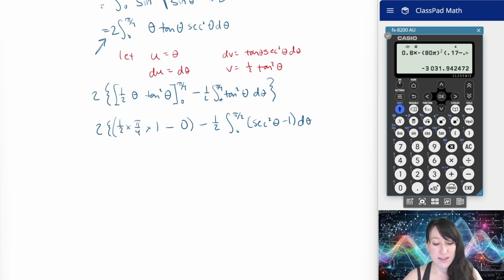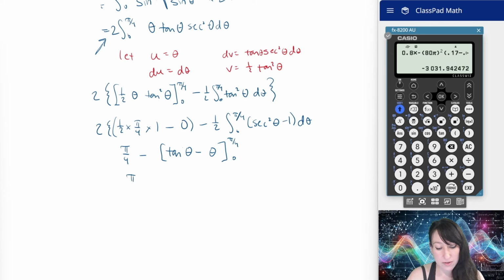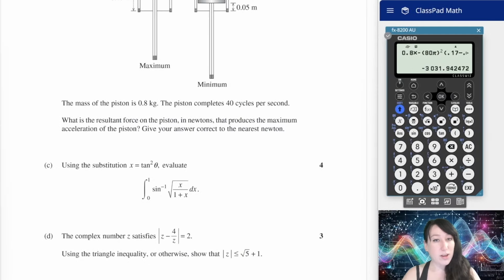I'll distribute the 2 through to cancel out some of those halves. So we're going to get pi over 4 minus, and again, the integral of secant squared then is tan, and then the integral of 1 is just going to be theta there, and we're going from 0 to pi over 4. That's pi over 4. Okay, so we've got pi over 4 minus, now we've got tan of pi over 4, which is 1, minus pi over 4, minus tan of 0 is 0, and then plugging 0 into theta is 0 as well. So when we distribute that minus through, it's going to be pi over 4 plus pi over 4, so pi over 2, and then minus 1. And that's the answer.